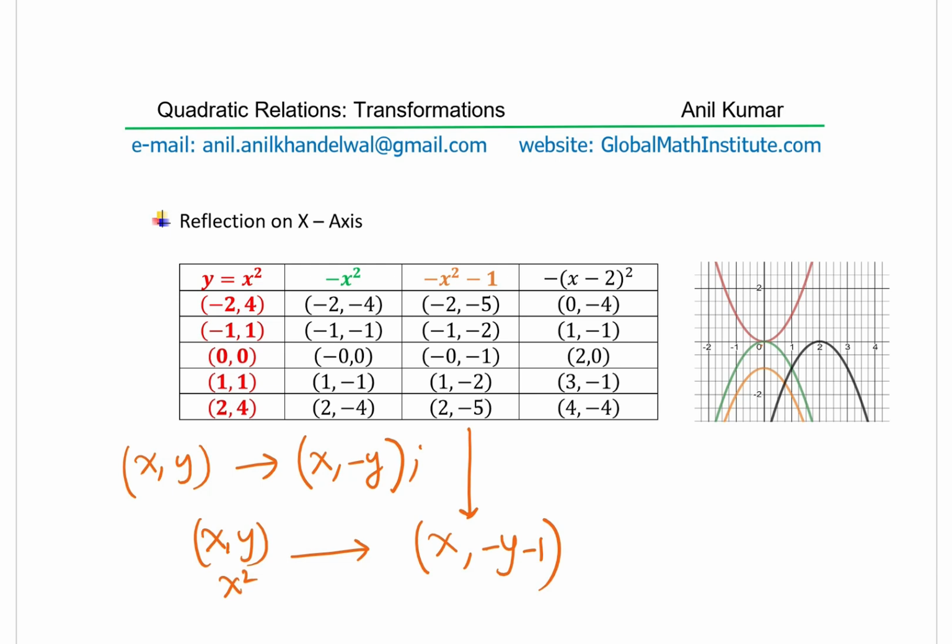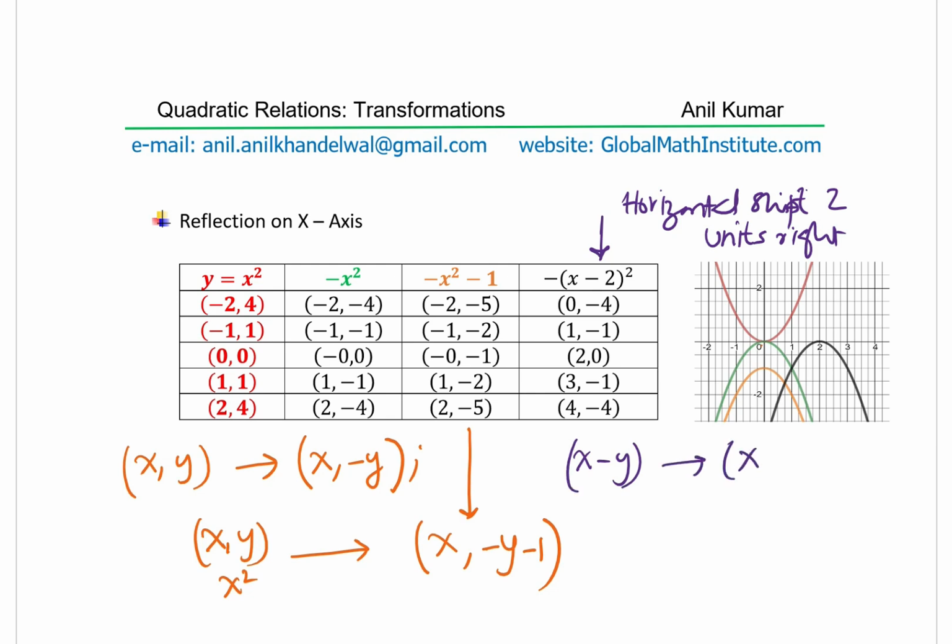The last one here is minus of x minus 2. Now we have x minus 2 within the bracket. That means this time there is a horizontal shift of 2 units right. So the x value will add by 2. So the xy value will not change and the x values will become x plus 2. The y values will become negative. And that is how you're going to get this graph, and this is the graph for you.